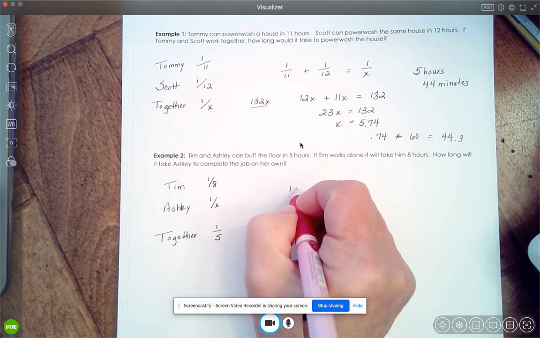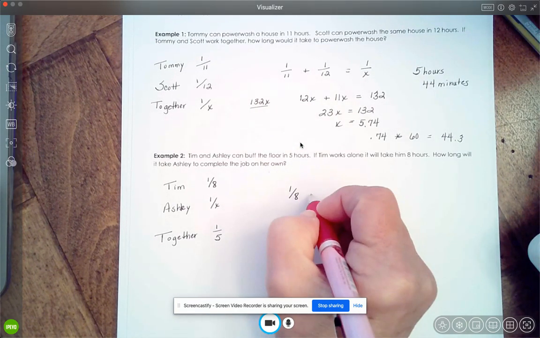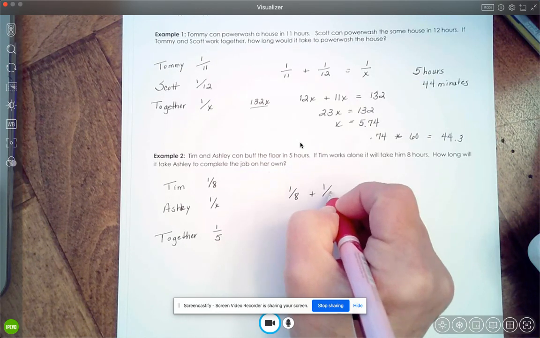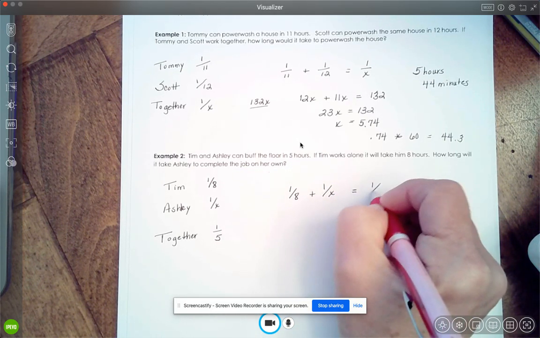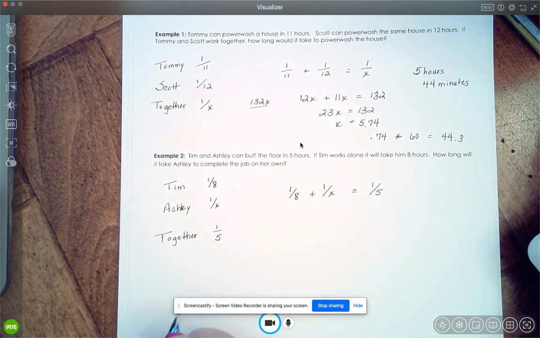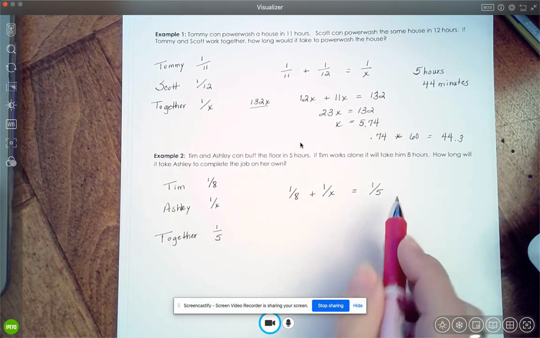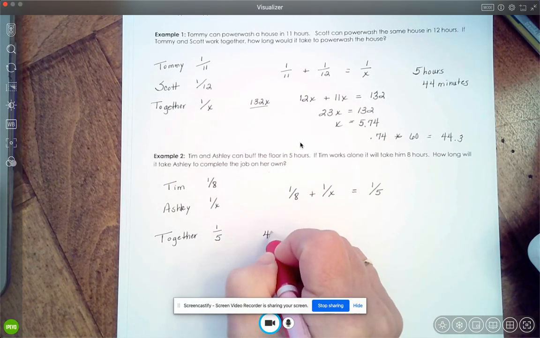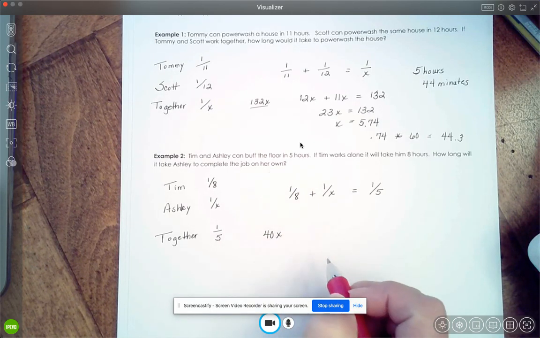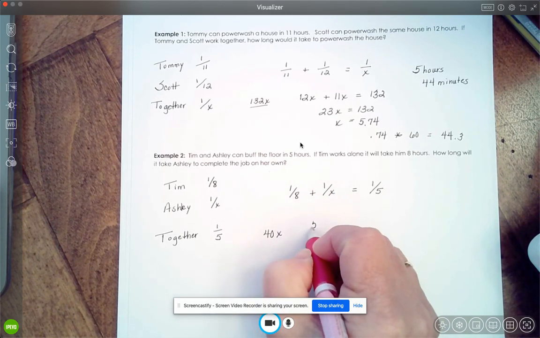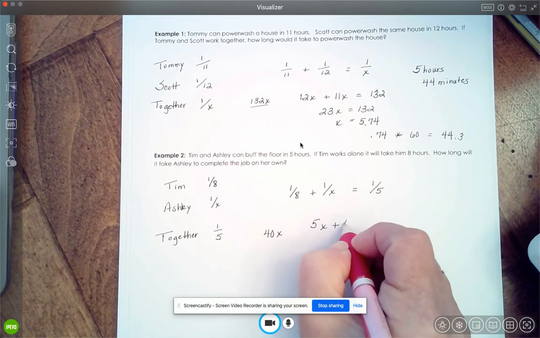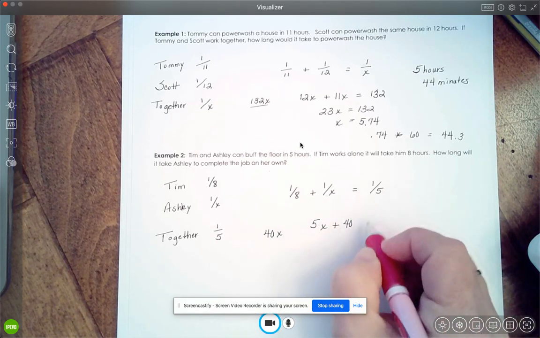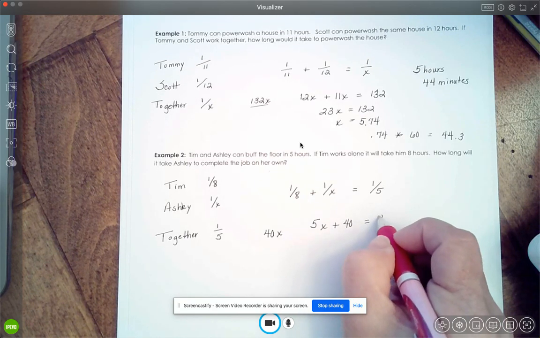So Tim is one floor in 8 hours. Ashley, one floor in how many hours? We're not sure. And together, it's going to take them 5 hours. So my common denominator is going to be 40x. I need to multiply the first one by 5x, the second term by 40. I already have the x down there. And the last one, 8x.